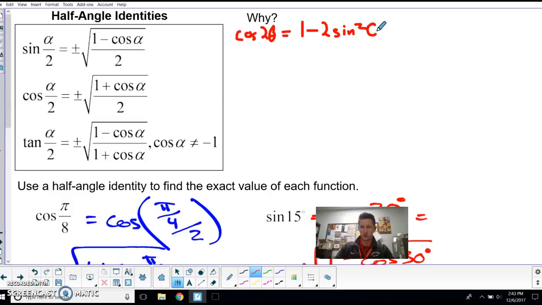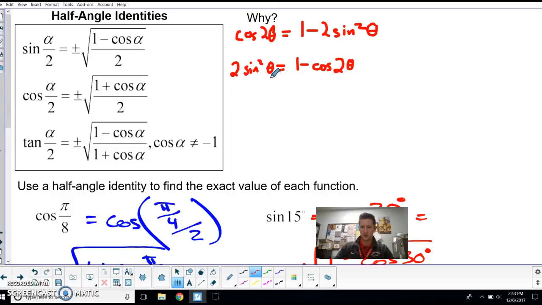So I choose that one specifically because I'm going to try and now get sine all by itself. Okay, I'm going to have the sine of theta. If I were to do that, I would add 2 sine squared theta to this side, and I would subtract cosine 2 theta from that side. So in that regard, I'd have something like this. 2 times the sine squared theta is equal to 1 minus the cosine of 2 times theta, or twice an angle.